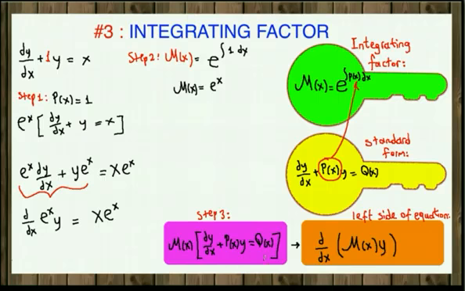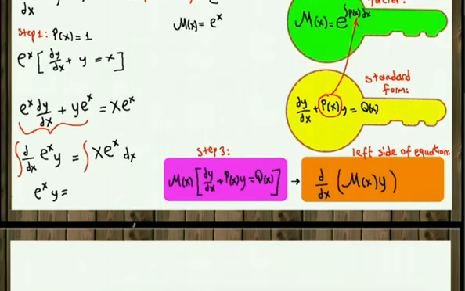Now we are going to integrate both sides. Our next step is to integrate both sides. Here, integral and derivative cancel each other. And what we get is e to the x y equals the integration of x times e to the x with respect to dx. So let's do it here.